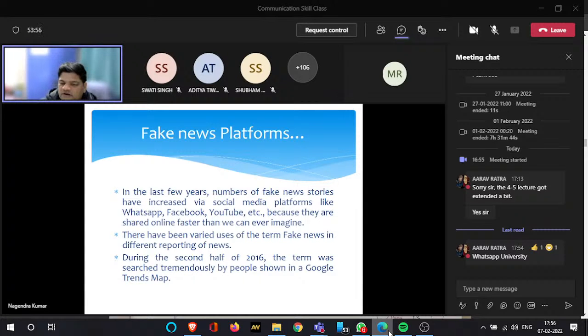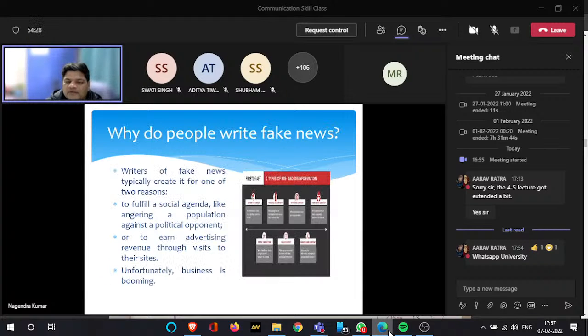There have been varied uses of the term fake news in different reporting of news. And during the second half of 2016, the term was searched tremendously by people, as shown in a Google Trends map, as I mentioned earlier, during the US presidential polls, where fake news was used on a huge scale. And some people say that Trump became US president because of that. And now the question comes: if this is so toxic, so damaging, why do people write fake news?